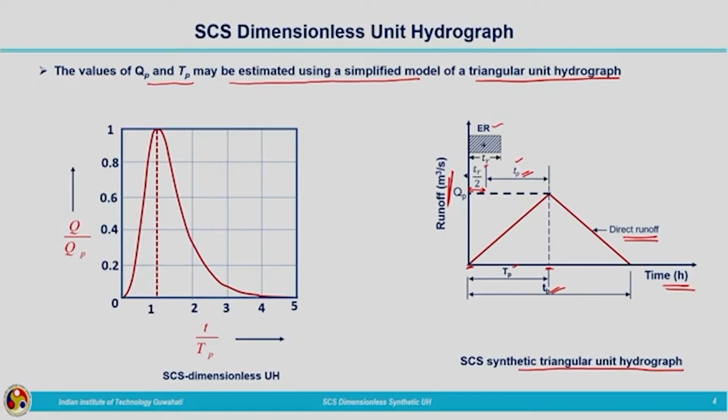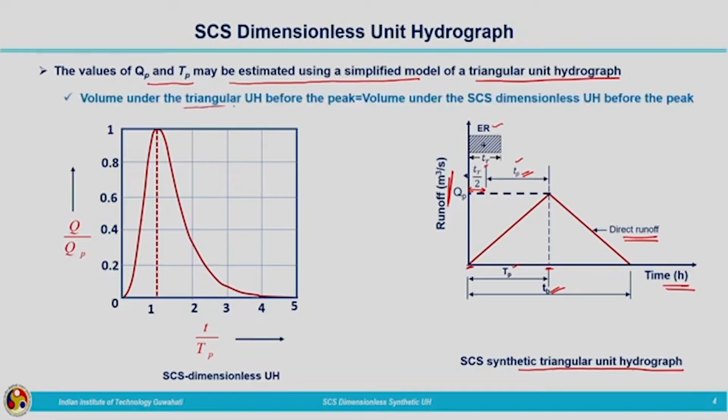Small tp represents the basin lag, that is the time elapsed between the centroid of the effective rainfall hydrograph and the centroid of the direct runoff hydrograph or the unit hydrograph. Instead of the centroid of the unit hydrograph, we will approximate it to happen at the peak runoff. That is why the basin lag is represented by the difference of time between the time to peak and the centroid of the effective rainfall hydrograph.